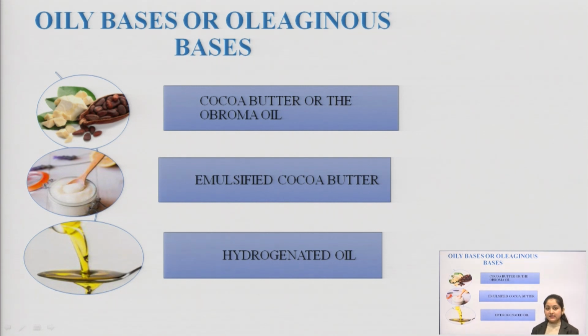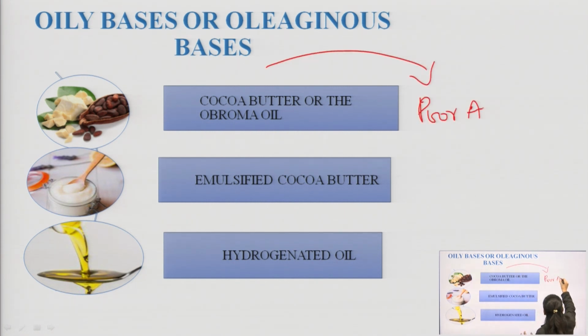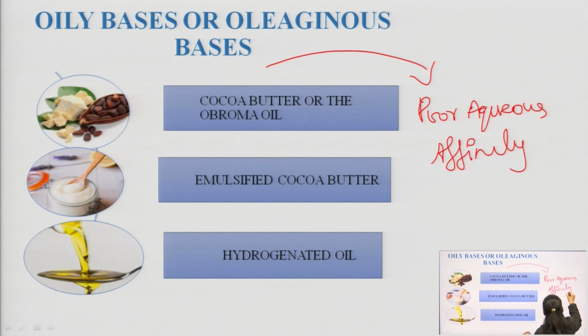Moving ahead, first let us discuss your oily bases or oleogenous bases. As I discussed, they are often used when our medicament is oil soluble, or has poor aqueous solubility or poor aqueous affinity. So, oleogenous drugs have poor aqueous affinity, and these bases are used when our drug is not at all soluble in water. In such cases we go for oleogenous bases.